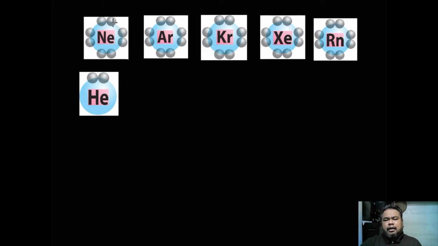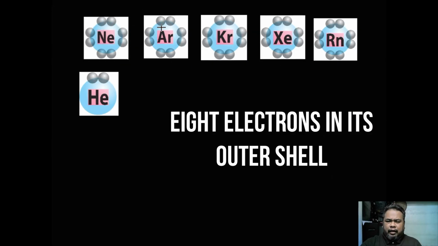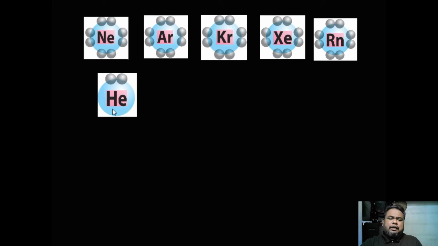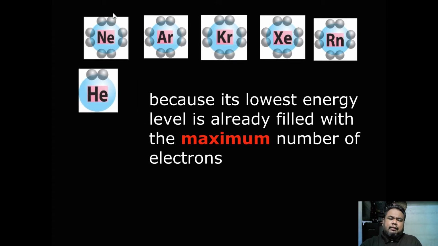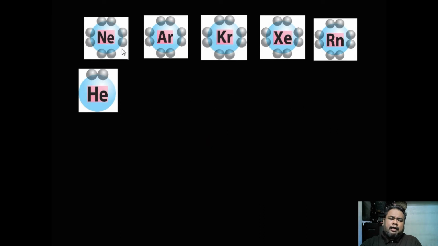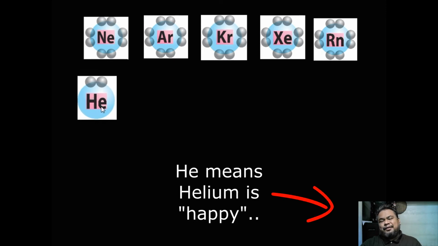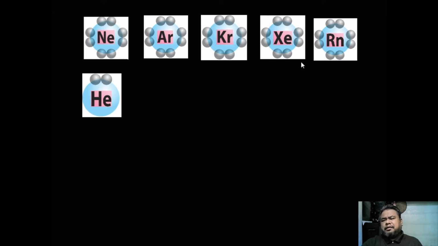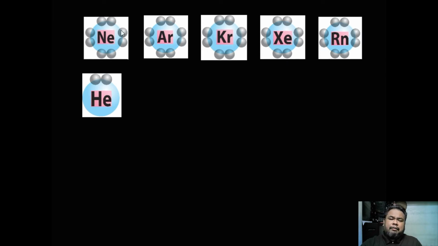Look at neon. It has 8 valence electrons. Argon, krypton, xenon, and radon. Well, helium is also stable. But helium doesn't need to satisfy the octet rule, or having 8 electrons in its outer shell, because its electrons are already happy on their own. Now, you will hear that there are elements that are unstable because some of them need to follow the octet rule. They need to have 8 electrons in their outer shell.